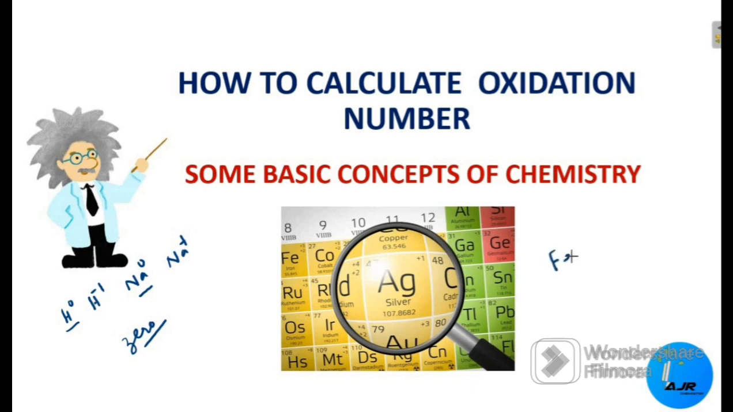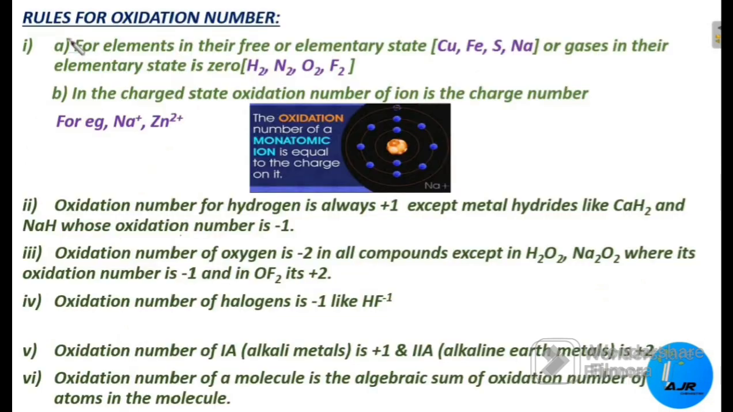Similarly, we can take into account Fe0, Fe2+ and Fe3+. See, the oxidation number of neutral Fe is 0, whereas the ion Fe2+ is plus 2 and Fe3+ is plus 3. Okay, so these are the different types of oxidation numbers we have for ions, right? So now we shall see the rules used to calculate the oxidation number of atoms, ions and molecules.